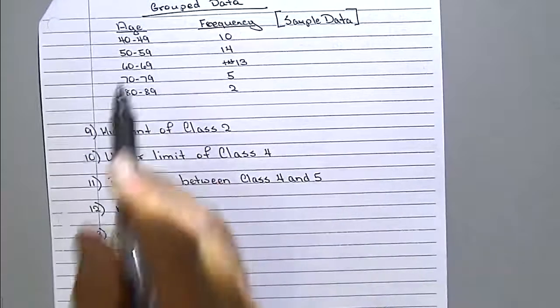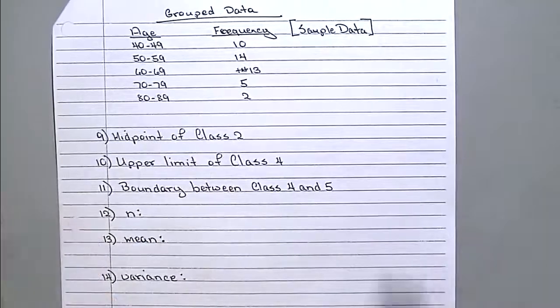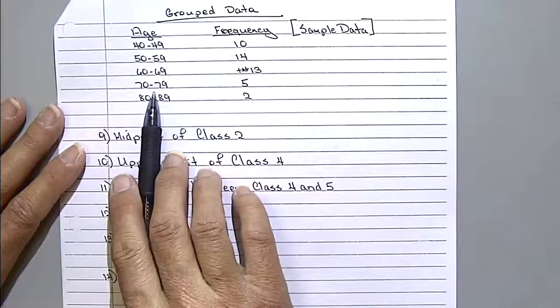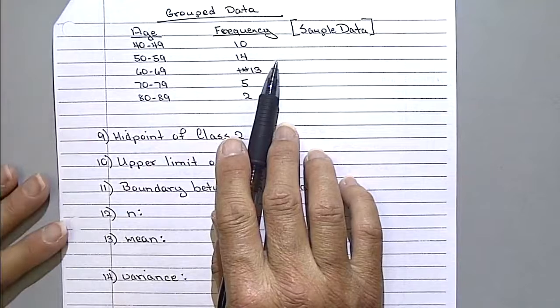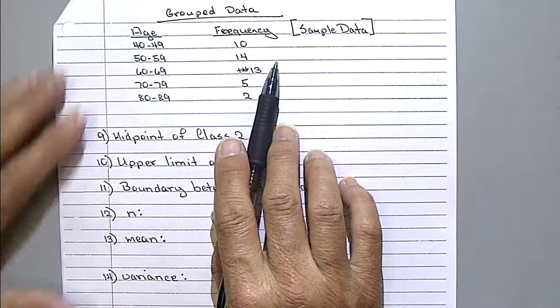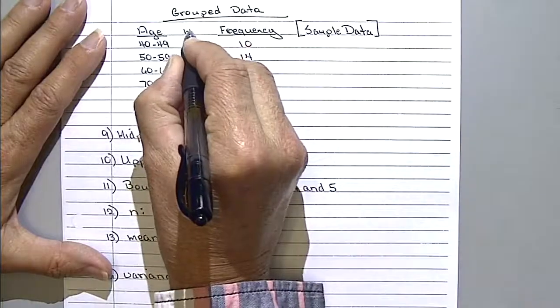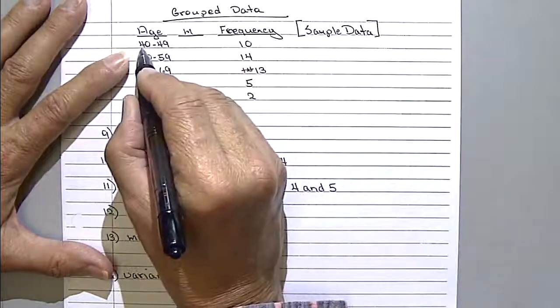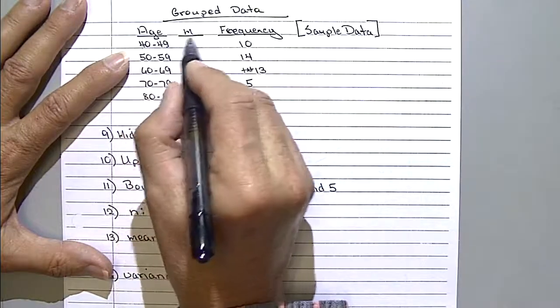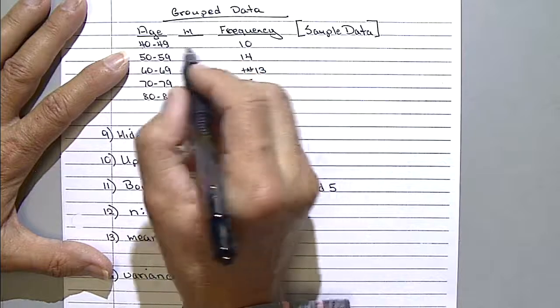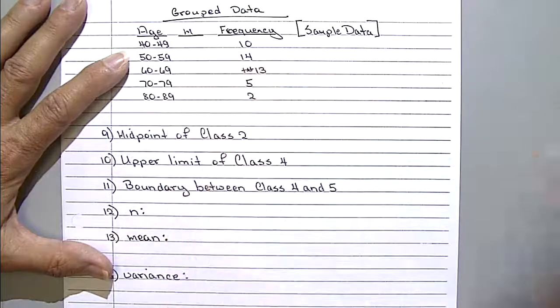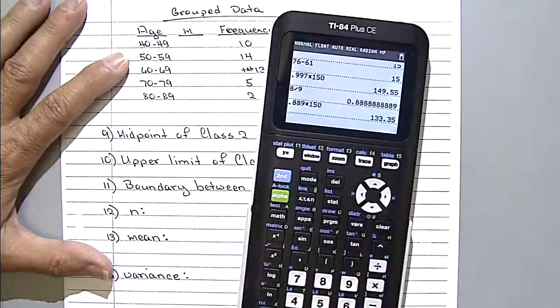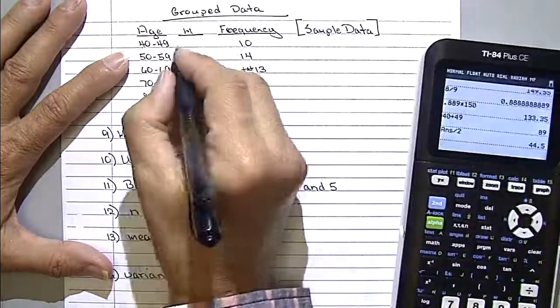So the only way you can do grouped data is you have to say, okay, the middle of this group times the frequency. That's going to be close, isn't it? That's what I've got to do. So I'm going to come up with the midpoint of each group. The midpoint of each group is: take the lower limit, add the upper limit, divide by 2. That's how we do it, isn't it? So I say 40 plus 49, and I go divided by 2, and I got 44.5.